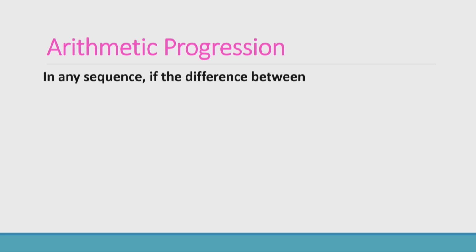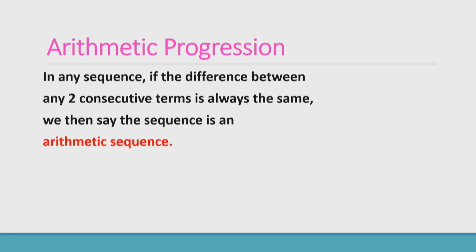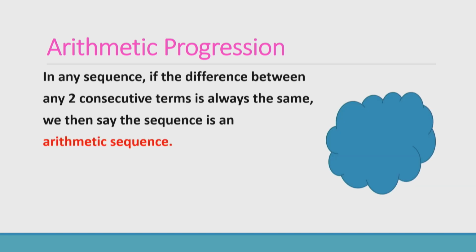So what is an arithmetic progression? In any sequence, if the difference between any two consecutive terms is always the same, we then say that the sequence is an arithmetic sequence. Remember, a sequence is a list of numbers which obey a certain rule.